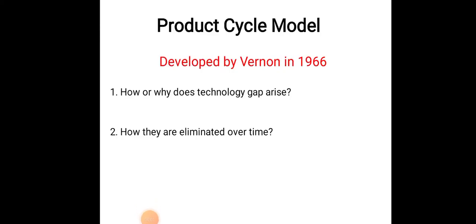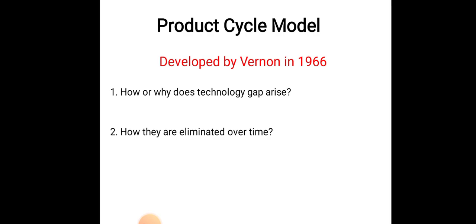Product cycle model. This model is an extension of the technology gap model, which was developed by Posner. This model, which was developed by Vernon in the year 1966, tries to explain those two questions which were raised against the technology gap model. The first question is how or why does a technology gap arise, and the second question is how they are eliminated over time.